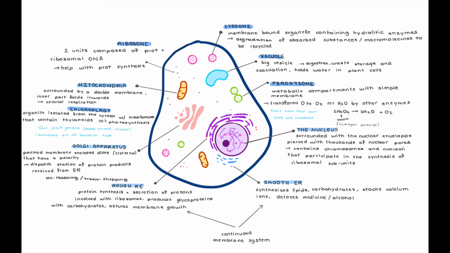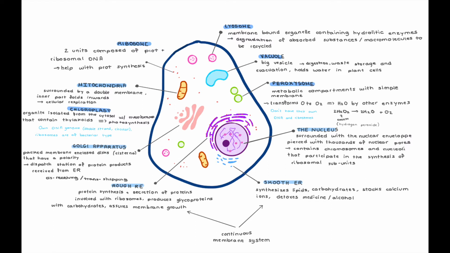So, starting at the top right, we have the lysosome, which is a membrane-bound organelle containing hydrolytic enzymes. And this is going to degrade absorbed substances or macromolecules that have to be recycled. So it's almost like a trash bin. It's going to help with the unwanted molecules of the cell. So going down from that is the vacuole, which is a big vesicle. It helps with digestion, waste storage, and evacuation. It also holds water in plant cells. It's very important in plant cells. So the vacuole and the lysosome are very useful for getting rid of waste.